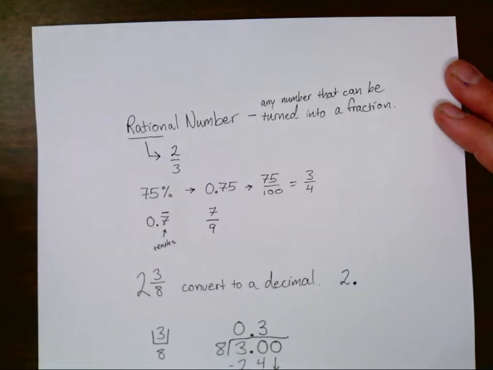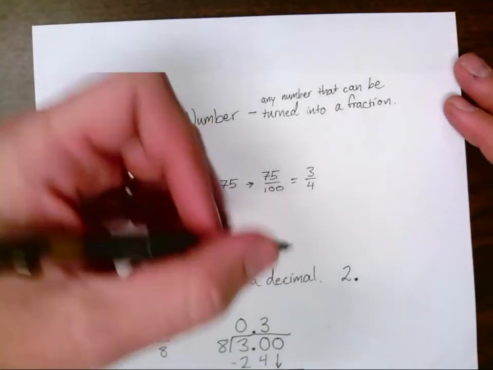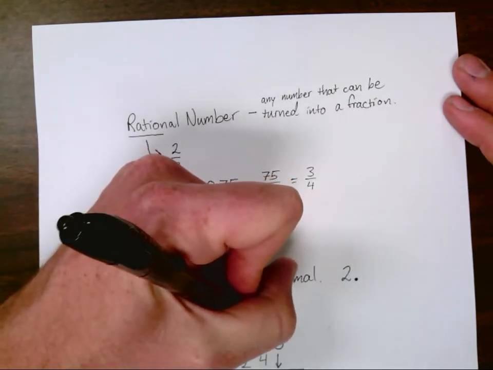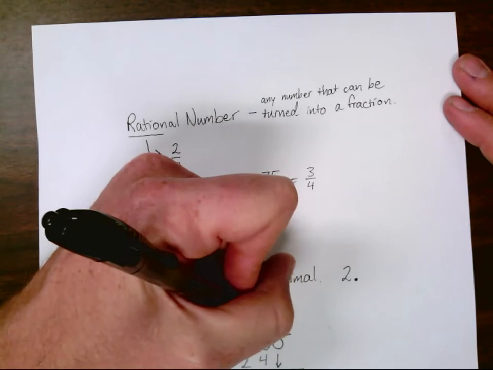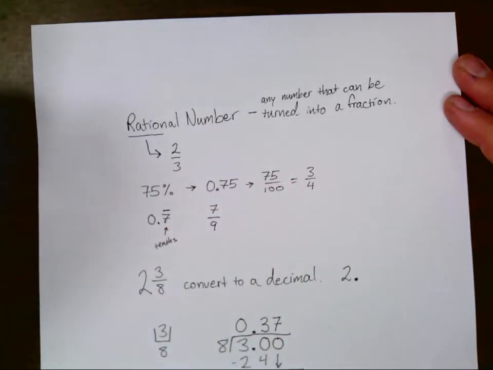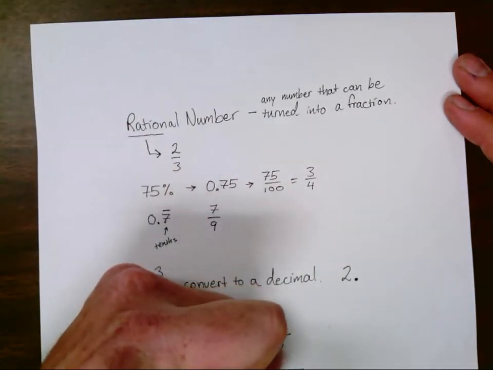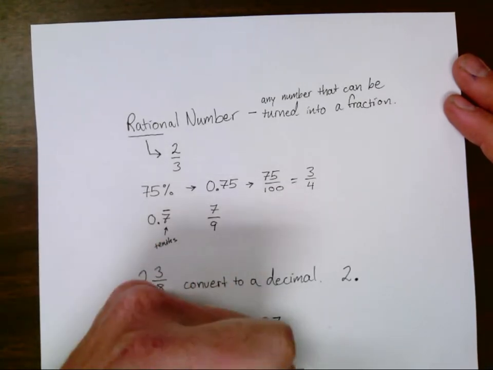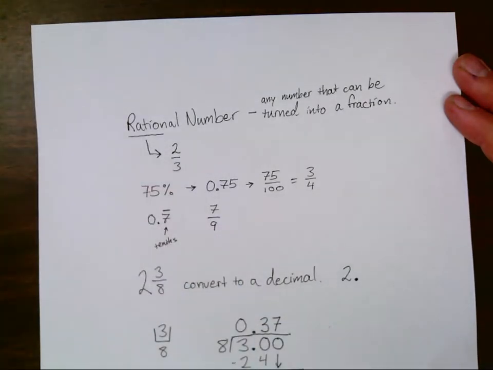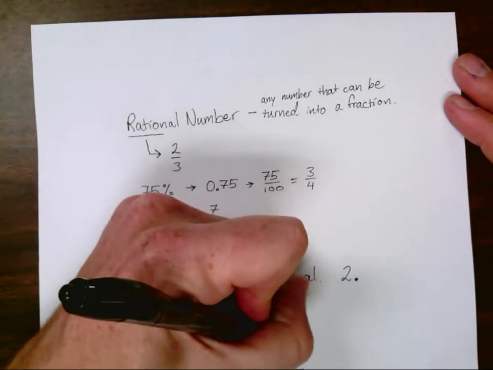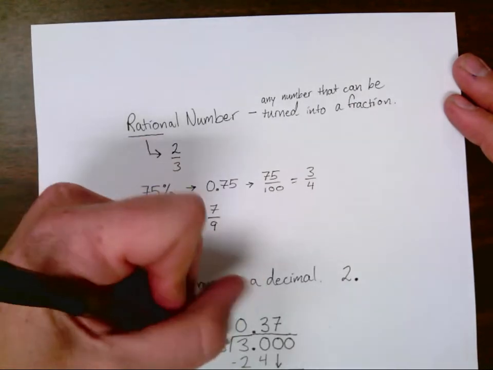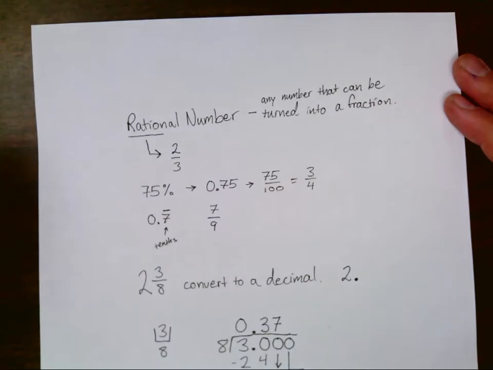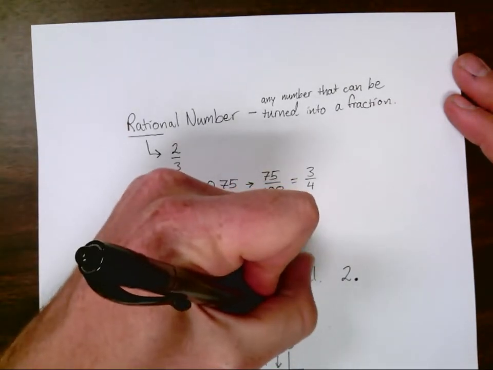Great. 8 goes into 60 7 times. And 7 times 8 is 56. Subtract, and I get 4 down here. Great. I'm going to add one final digit. 8 can go into 40 5 times.